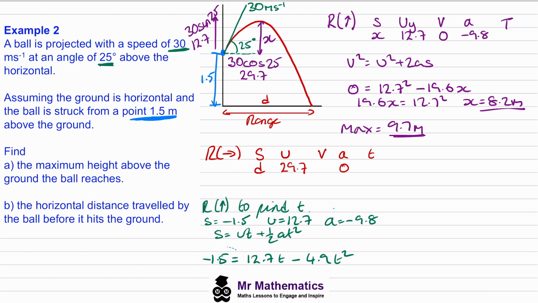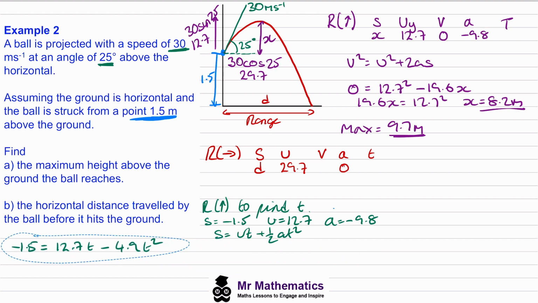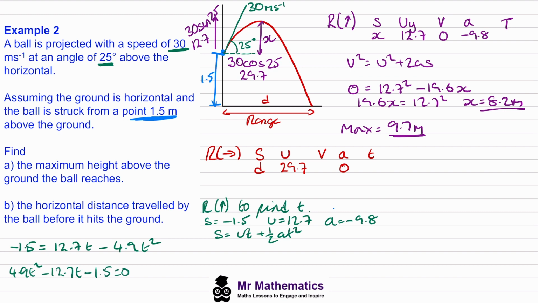If I just move this over to here to give myself more space, we can solve this quadratic. So 4.9 t squared minus 12.7 t minus 1.5 will equal 0. We can solve this and we get t is 2.71 and t is negative 0.11. But we know this solution isn't valid because time can't be negative. So our time then is 2.71.